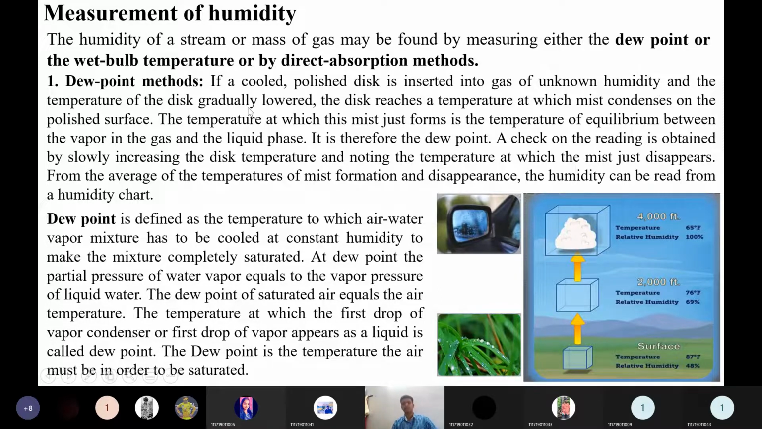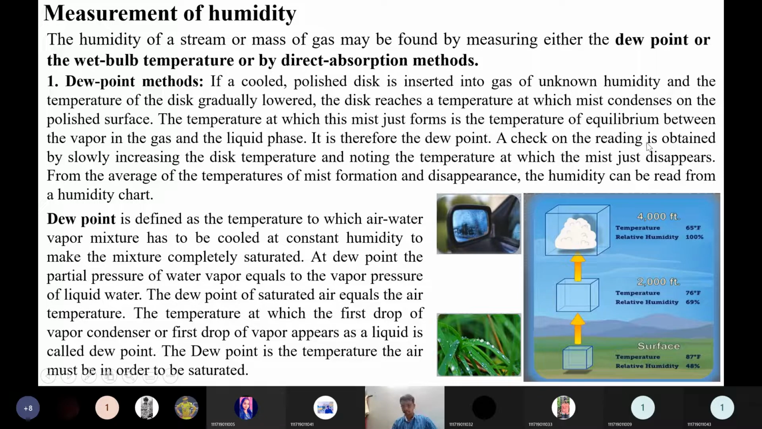if a cooled polished disk is inserted in a gas of unknown humidity and the temperature of the disk gradually lowered, the disk reaches a temperature at which mist condenses on the polished surface. So the temperature at which this mist just forms is the temperature of equilibrium between the vapor in the gas and the liquid phase. So it is therefore the dew point.